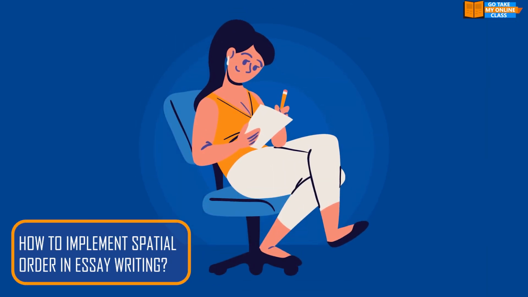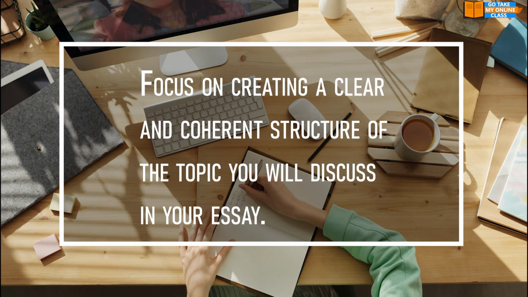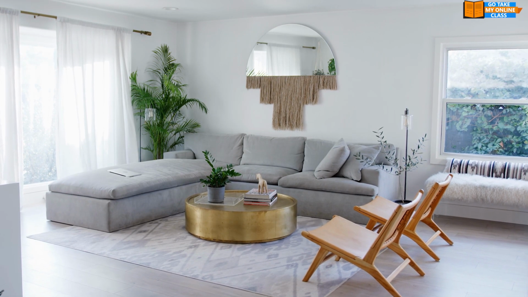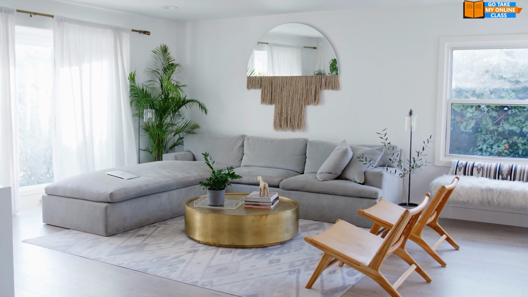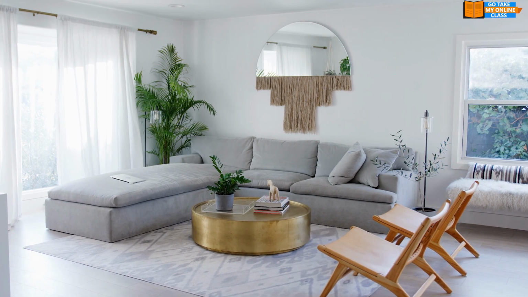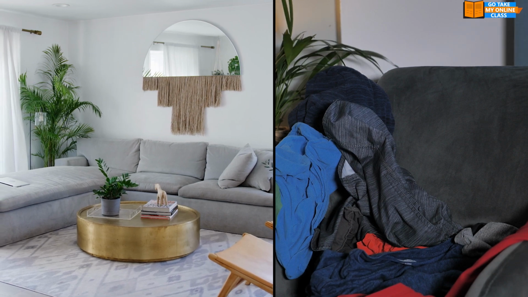So, how to implement spatial order in essay writing? Focus on creating a clear and coherent structure of the topic you will discuss in your essay. For example, if you describe a room, use spatial order to guide your readers through the condition and positions of furniture and other elements. How neatly they are arranged, or if they are messy, your readers should visualize each section of the room from the entrance.